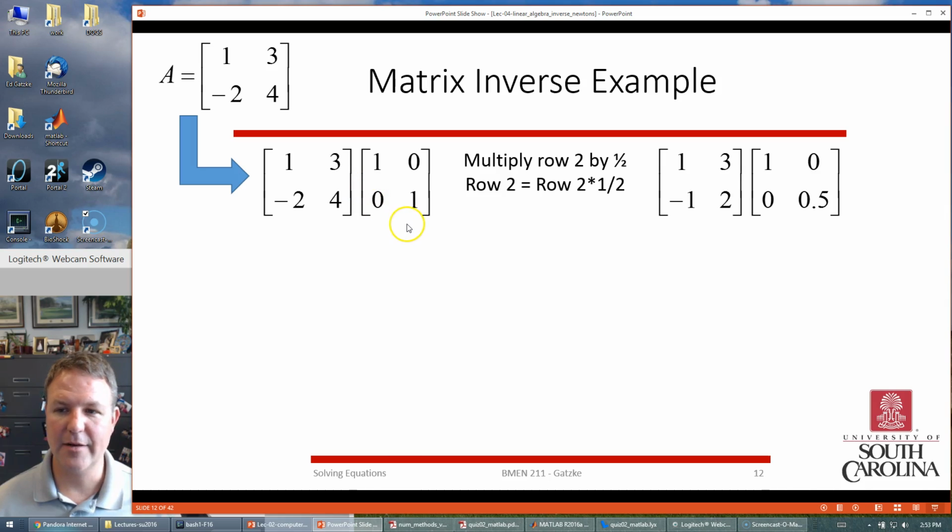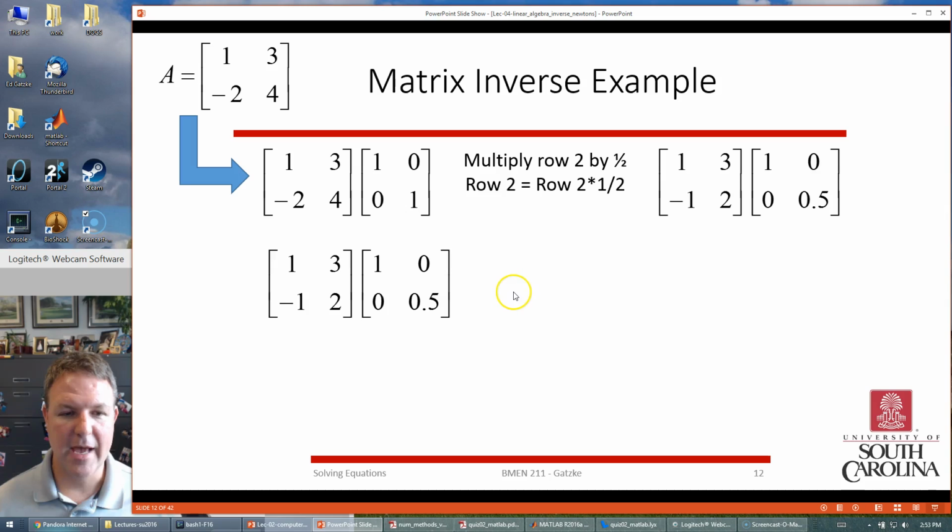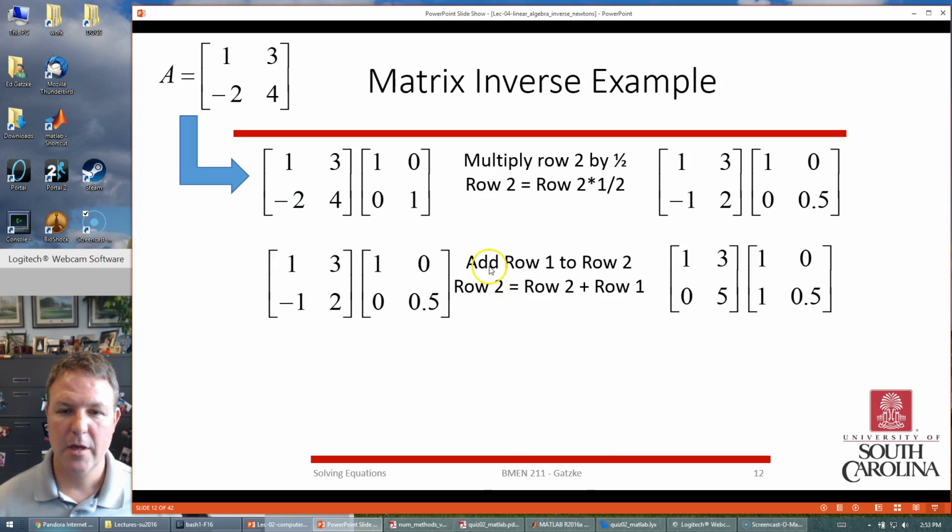So this is now our set of equations, and we're trying to get it to look like the identity on the left-hand side. So we're going to try and get rid of this 1 here. As step 2, we add row 1 to row 2. If we add 1 to negative 1, we get 0. If we add 3 to 2, we get 5. If we add 1 to 0, we get 1. If we add 0 to 0.5, we get 0.5. So that's our second step.